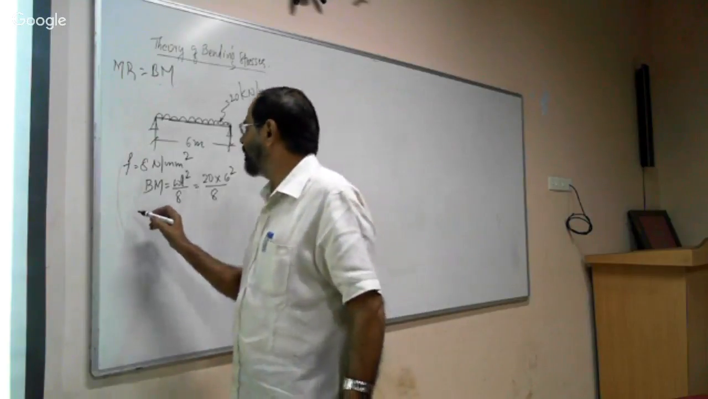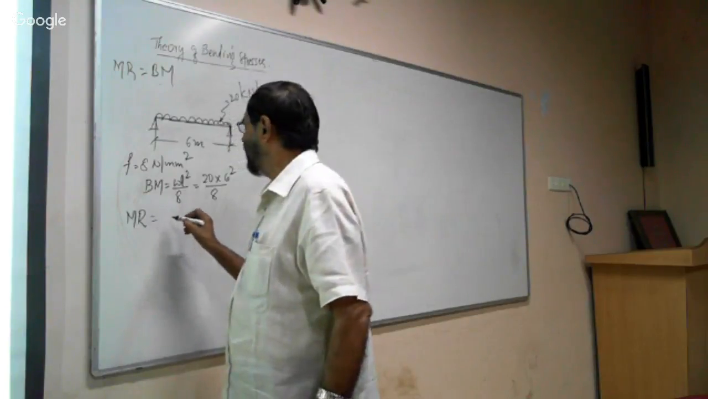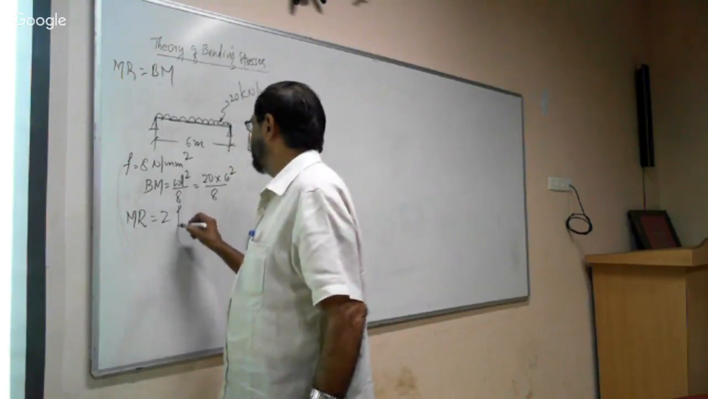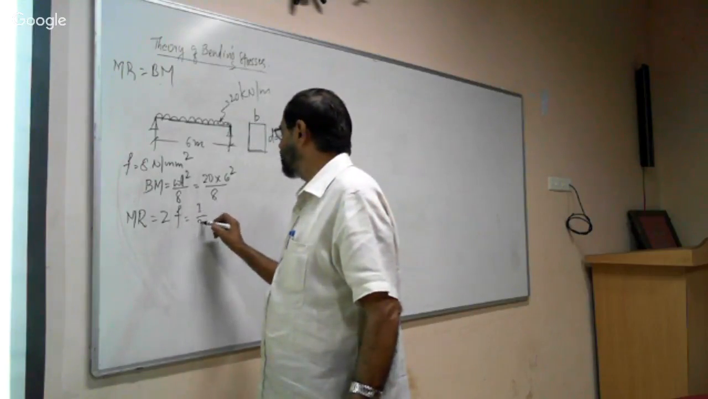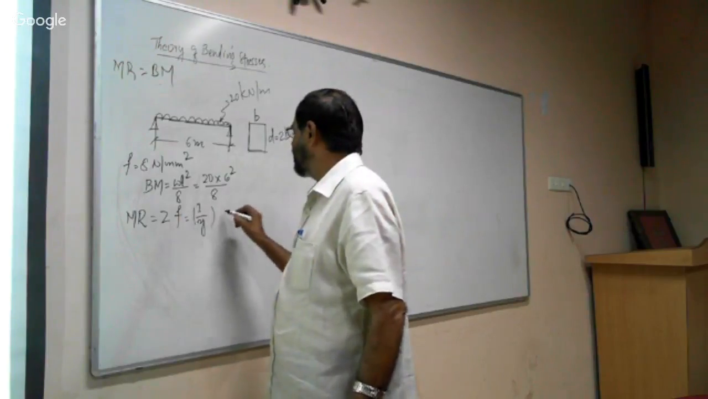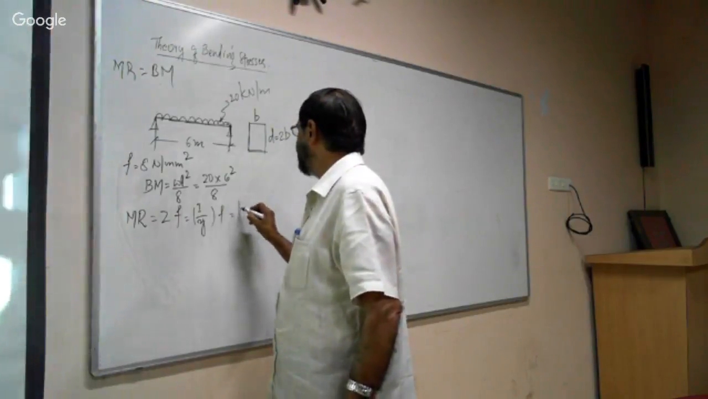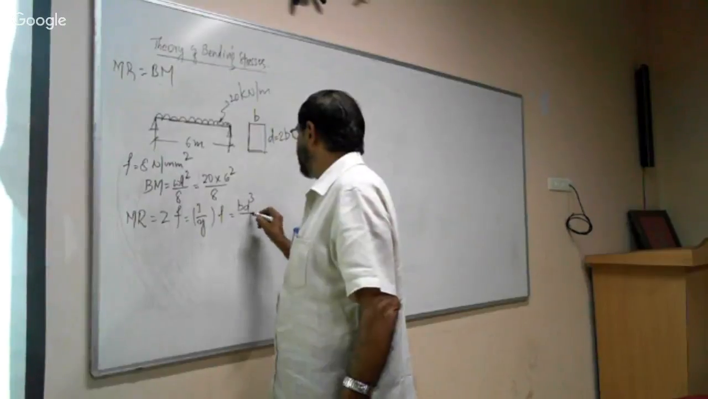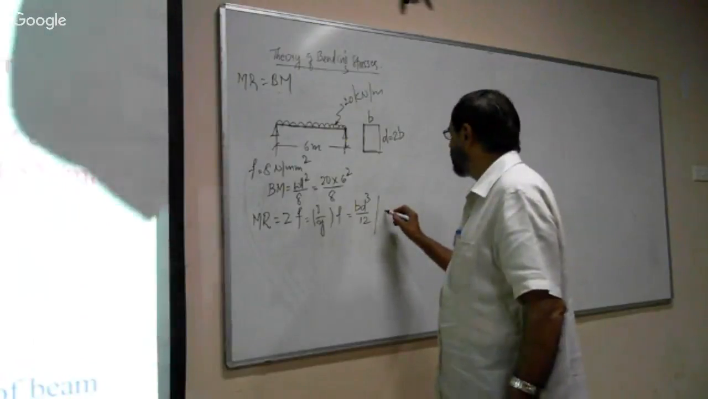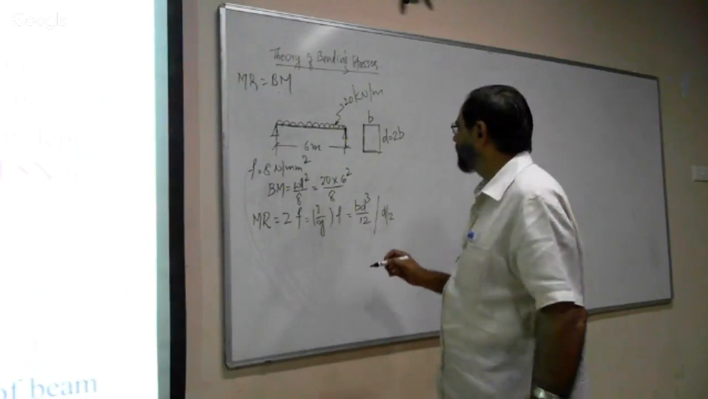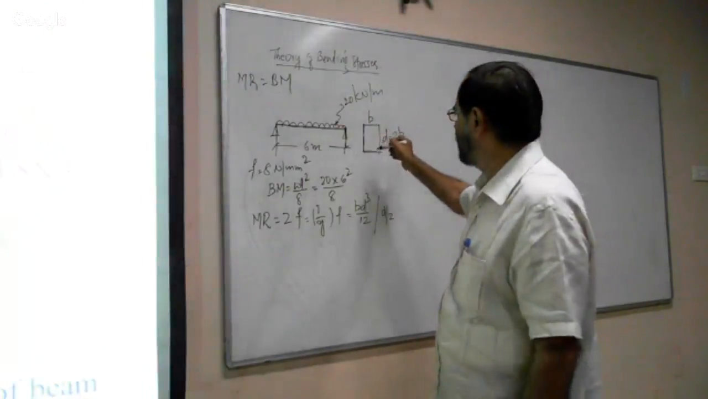And also let us calculate the moment of resistance, MR. Moment of resistance is equal to Z into F, where Z is equal to I by Y, multiplied by the stress. Here I is equal to B D cube by 12, and Y is equal to D by 2.